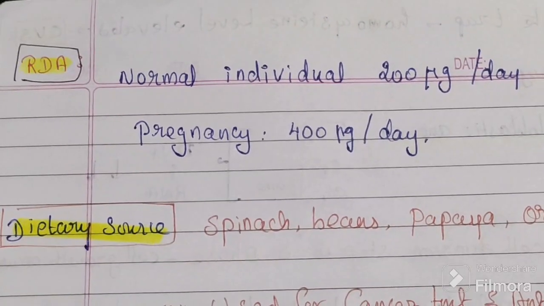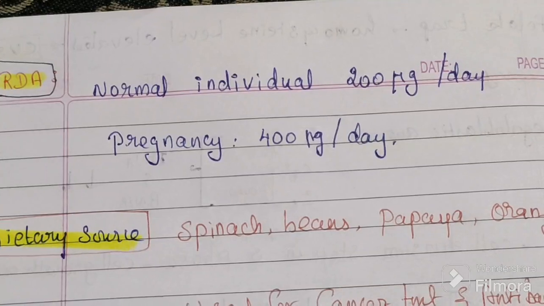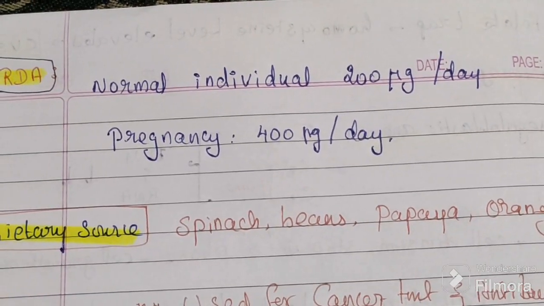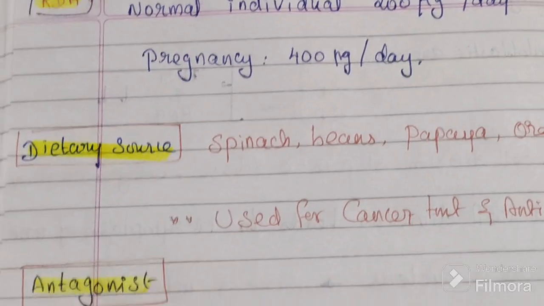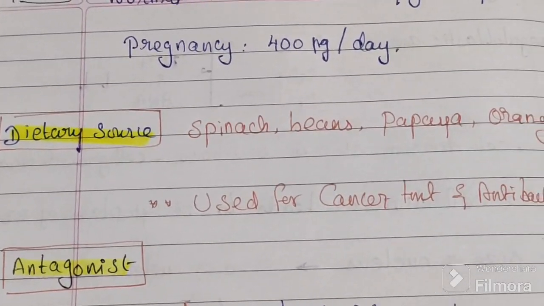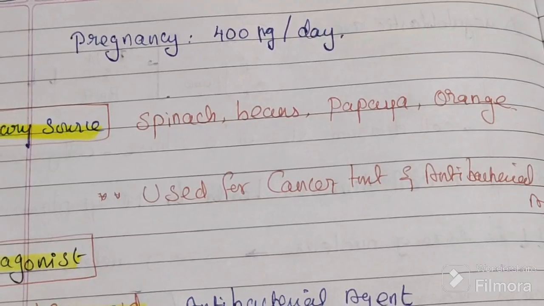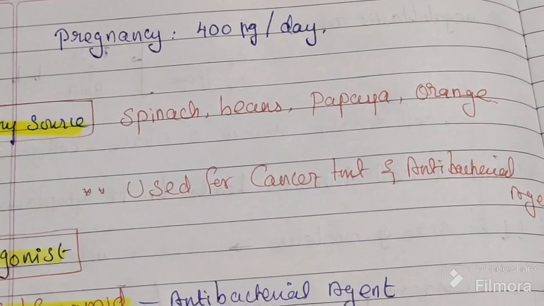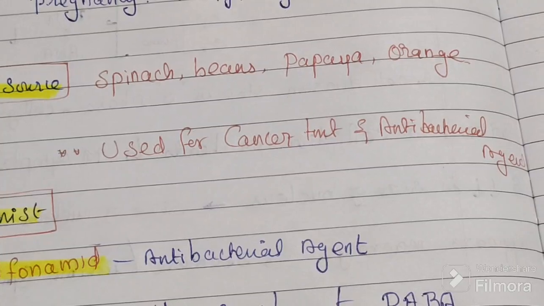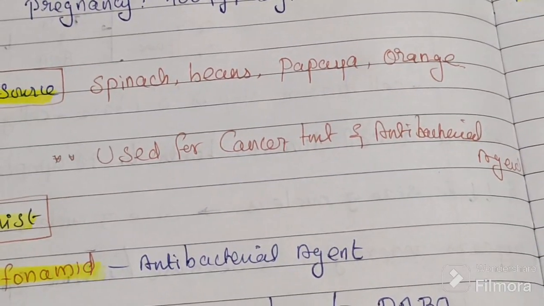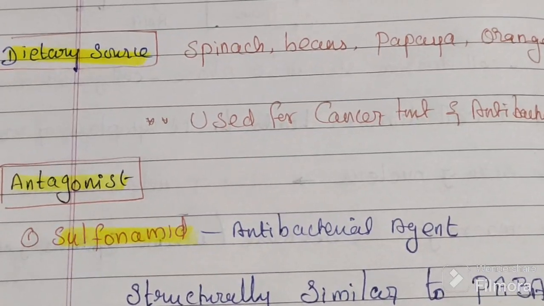The RDA for a normal individual is 200 micrograms per day. In the pregnancy period, it increases up to 400 micrograms per day. Important dietary sources are vegetables such as spinach, beans, papaya, orange, etc. Antagonists of folic acid are used for treatment of cancer as well as antibacterial agents.